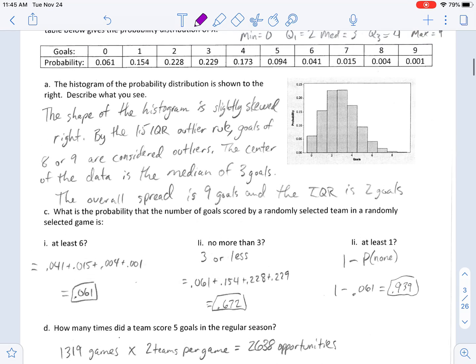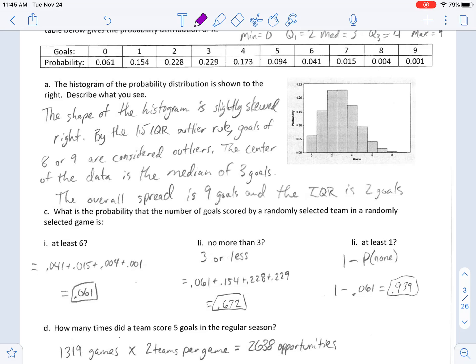Going through the probability distribution here, at least 6, simply 6 or more, you just add them up. No more than 3 is 3 or less, so you count 3 and then less than that, okay?